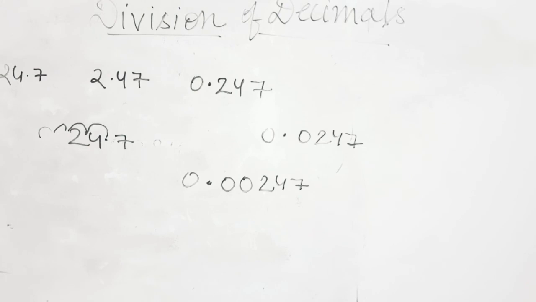In the same way, when 24.7 is divided by 10,000, the decimal point will be shifted by how many places? Since 10,000 has 4 zeros, the decimal point will be shifted by 4 places. In which direction? Left hand side. So what will be the final answer? The final answer will be 0.00247. In the same way, you have to solve the second, third and fourth.